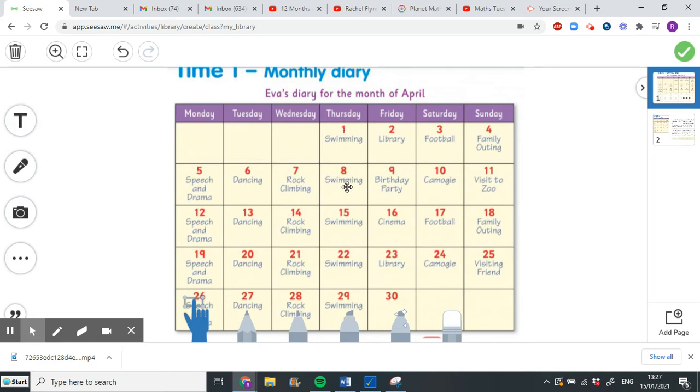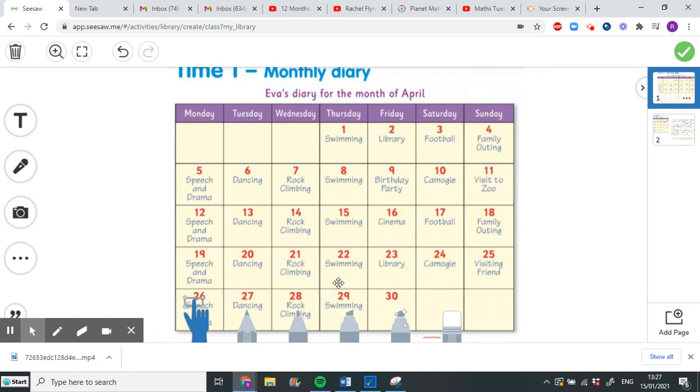She also goes swimming on Thursday. Another week on, she goes swimming again on the 15th. So the 22nd, she goes swimming, and the 29th, she goes swimming. How many times is Ava going to go swimming in the month of April? Let's count them up. 1, 2, 3, 4, 5. So she's going to have 5 swimming lessons in the month of April.